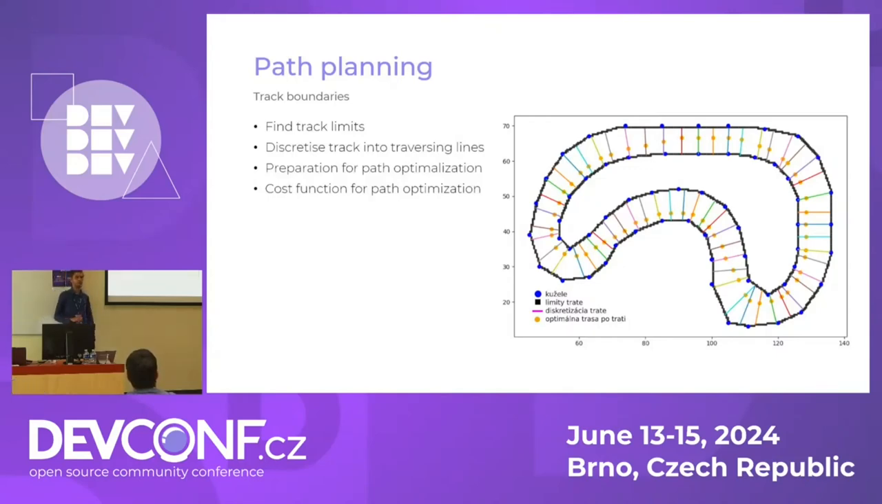You can select multiple parameters, for example the length of the track, and safety. Of course, the closer you get to the edge of the track, there is the possibility that the car will deviate from the path and hit the cones, which we don't want because it's penalized.